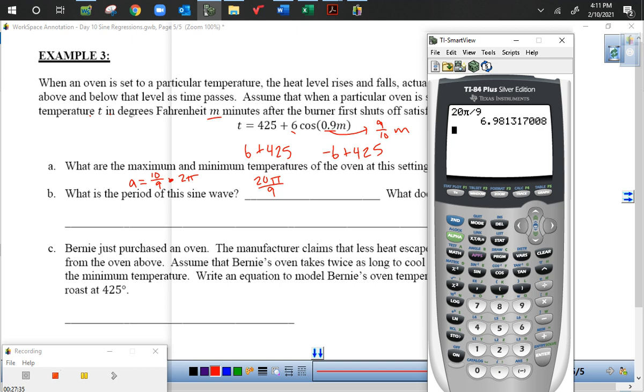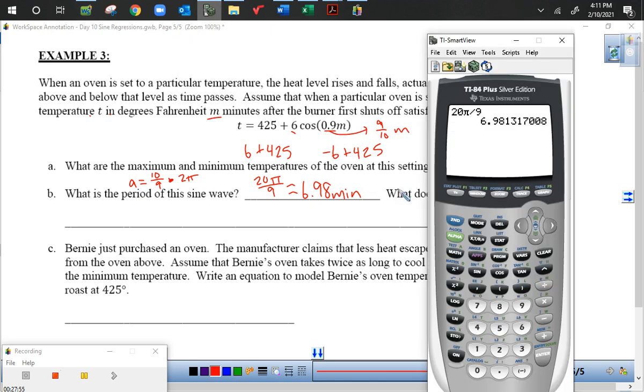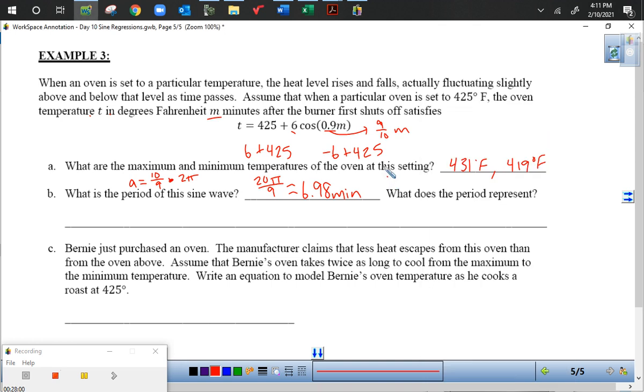And about 6.98. Now on here, it really doesn't matter what you round to. I rounded to that for convenience, so it wouldn't round to a whole number. But honestly, if you wanted to call it 7, that's good with me too. It did not tell us any rounding information. Okay, so we want to talk about what that means in terms of the oven and its temperature.